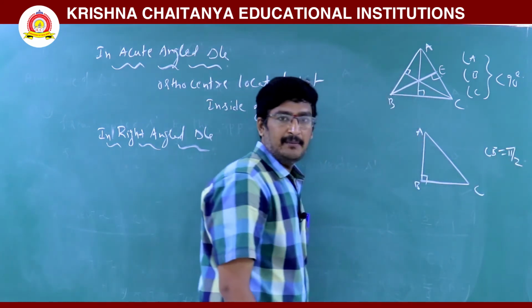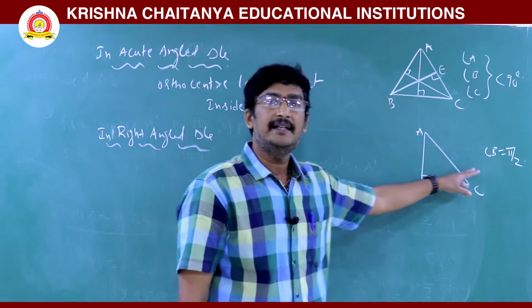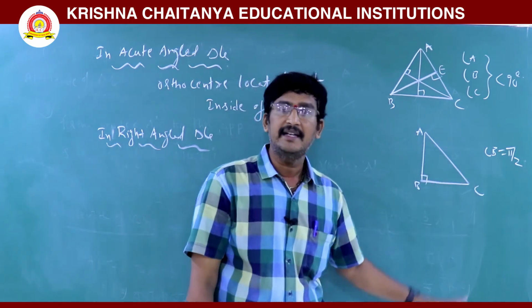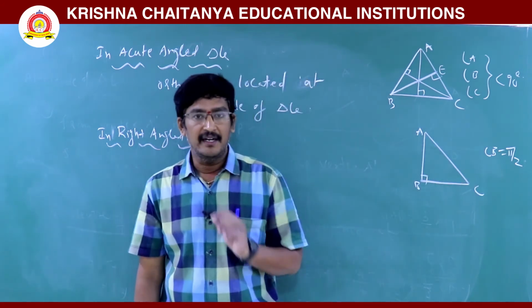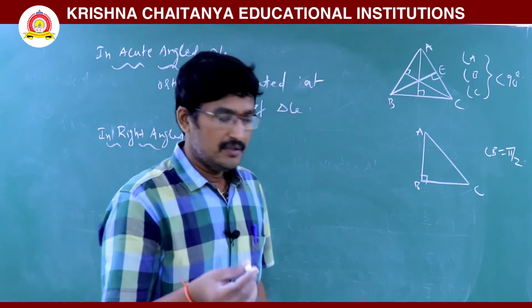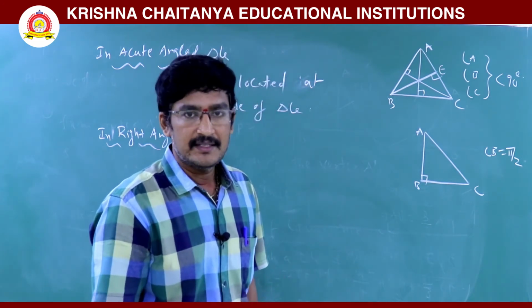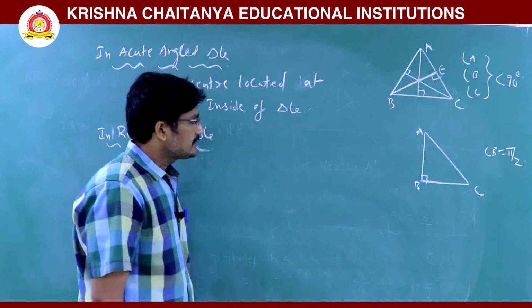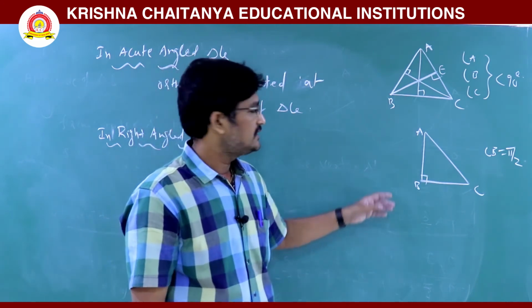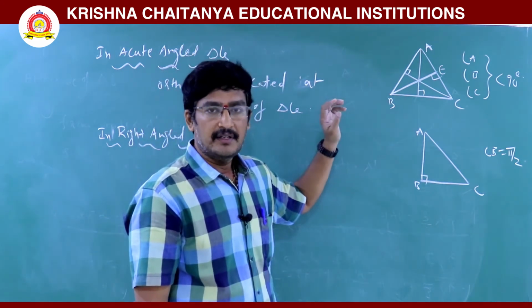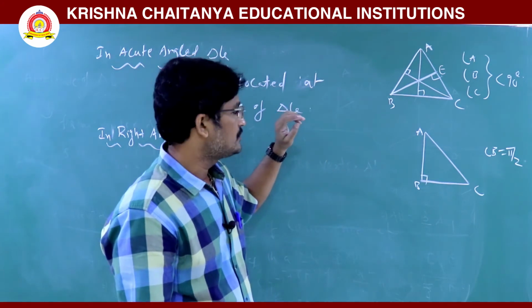Angle B is equal to 90 degrees means one of the angles in the triangle is 90 degrees, so we call that a right angle triangle. In the right angle triangle, where is the orthocenter located? That is the question now. What is the definition of orthocenter? The point of concurrency of the altitudes.